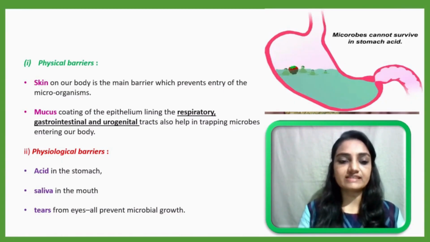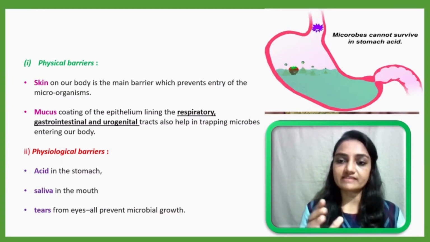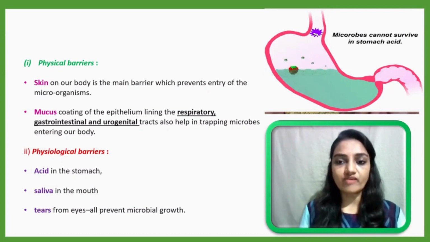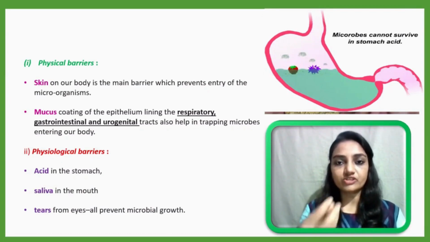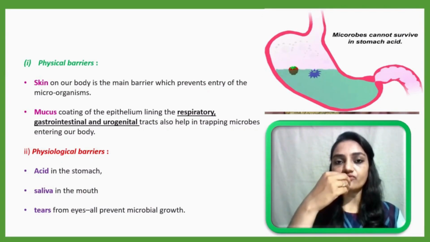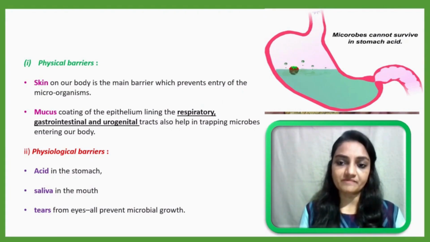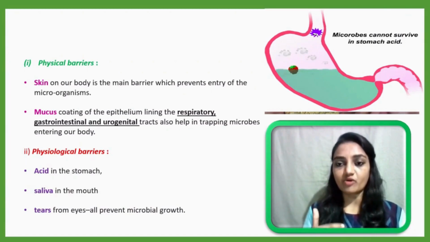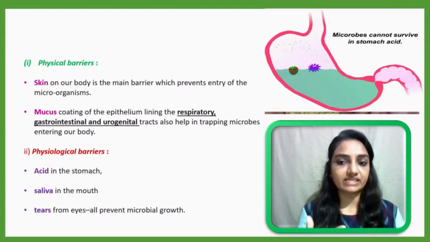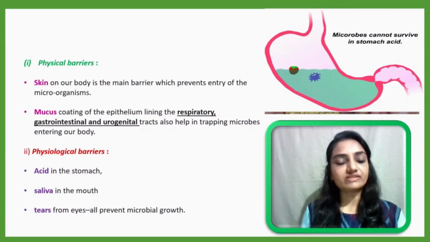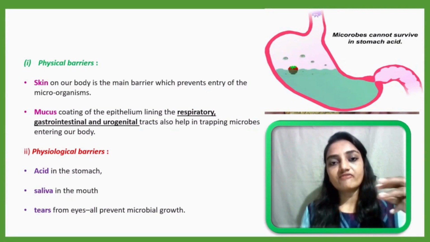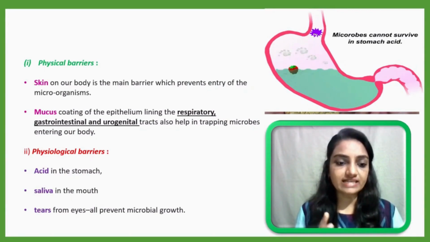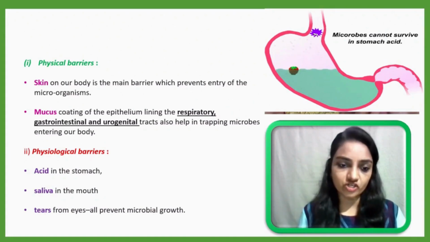So first is the acid. As you know, our stomach is secreting the acids. So when you consume the food, at that time your food will get inside the stomach. And the stomach is filled with the acid. That acid will protect your cells from the harmful bacteria. So the food which has some bacteria or viruses inside it will be killed. Okay, so acid is a very important physiological barrier.